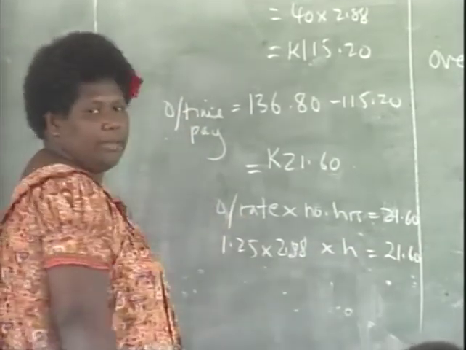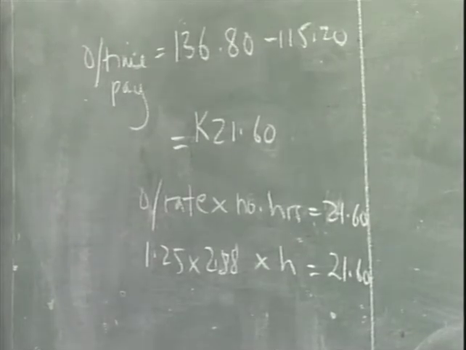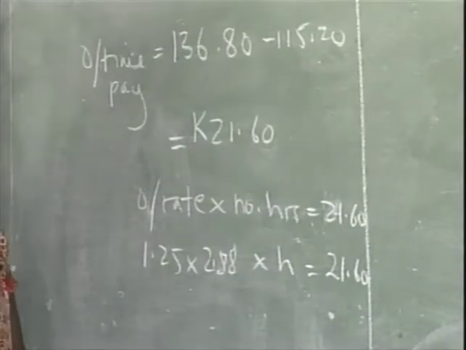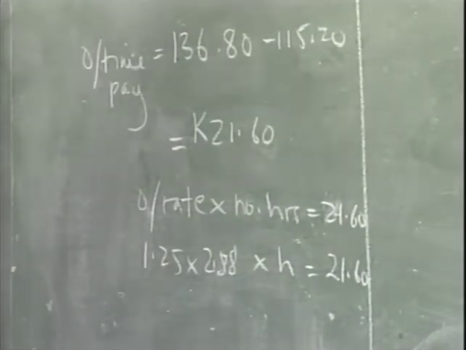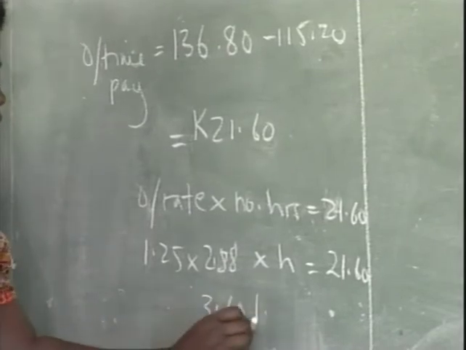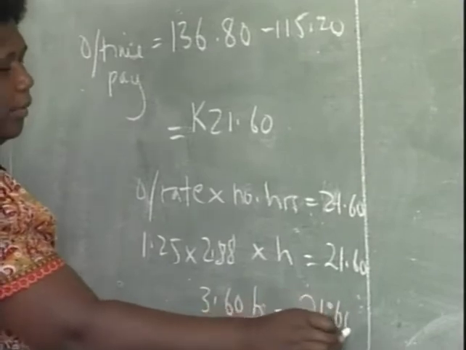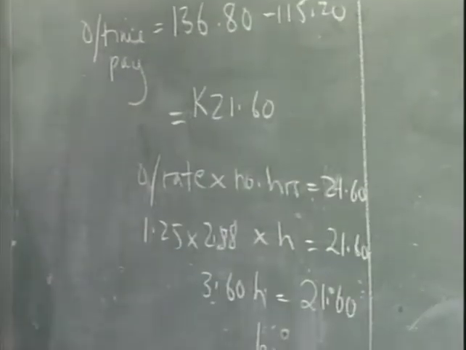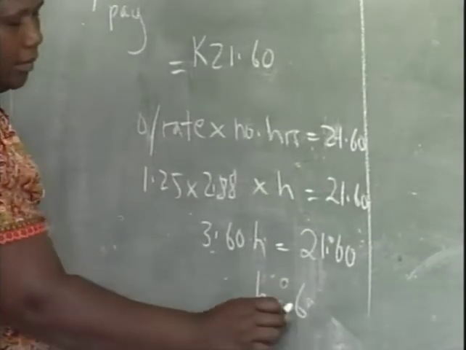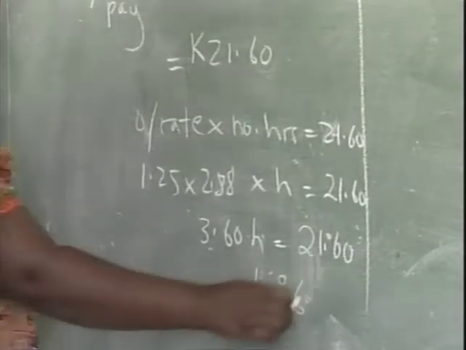So what's the overtime rate, Hekoi? 3 kina 60 toya. So 3 kina 60 multiplied by the number of hours will give 2160. So the number of hours is equal to 6? Are you sure? 6 or 8? 6 hours.